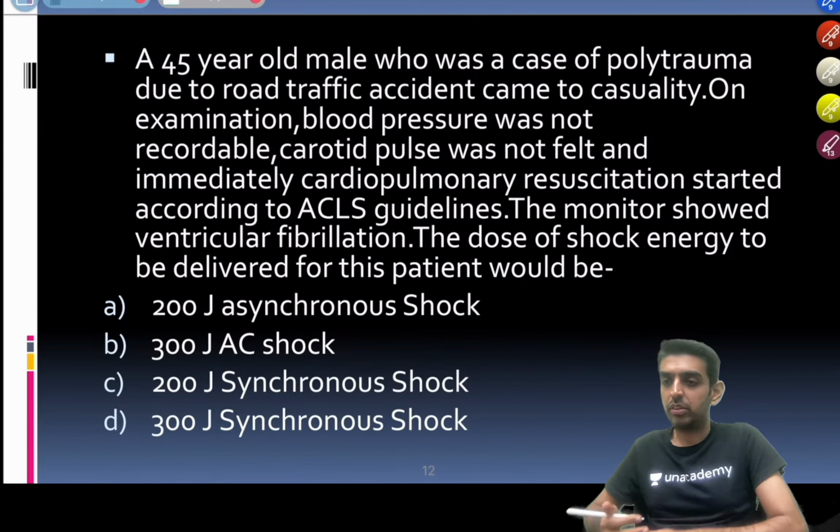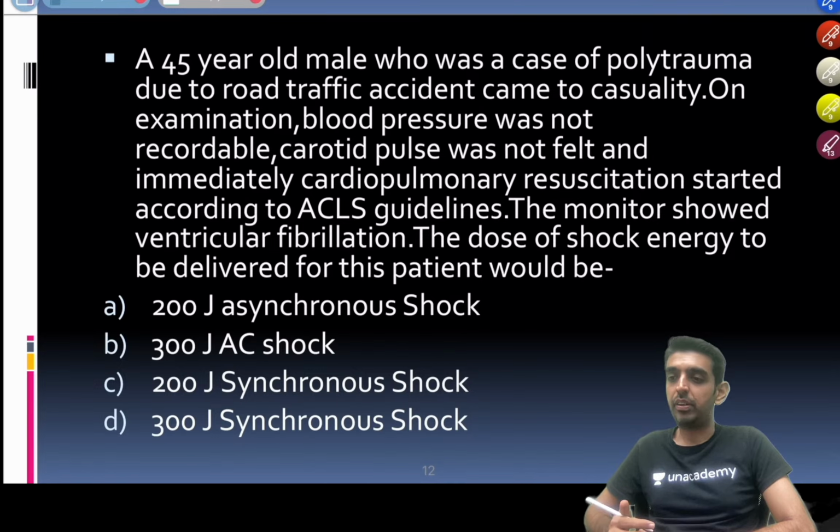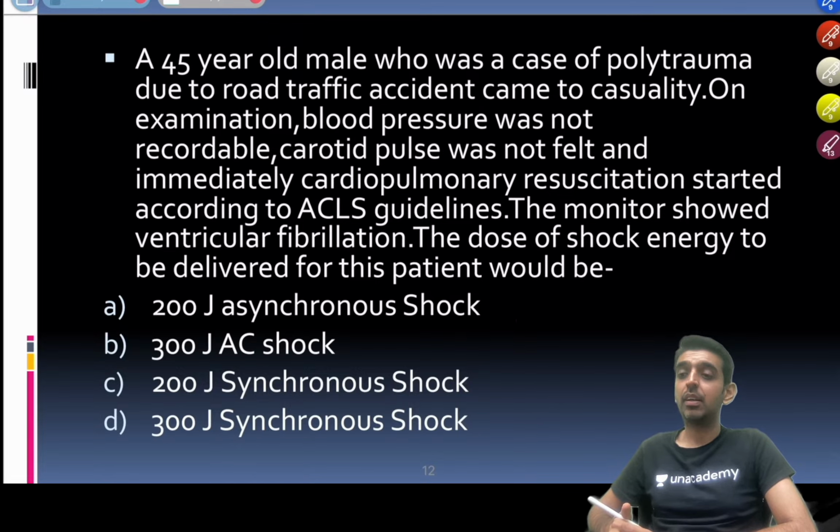Baljinder is asking some questions. Sir, in children what we learned is 15:2, means 15 compressions and 2 breaths, means 60 to 80. Isn't that correct? Okay, Baljinder, I'll come to that.